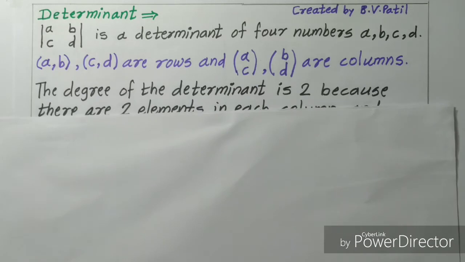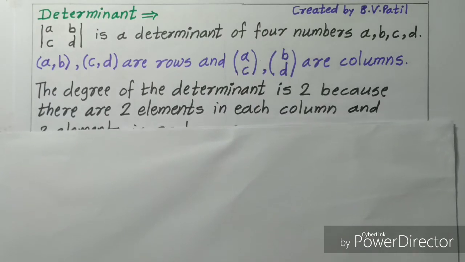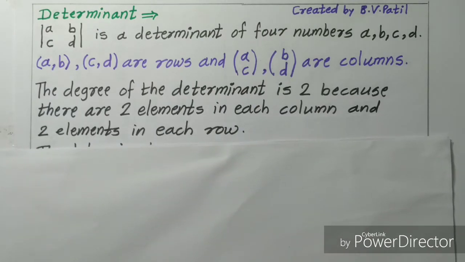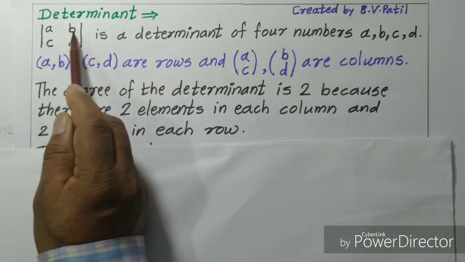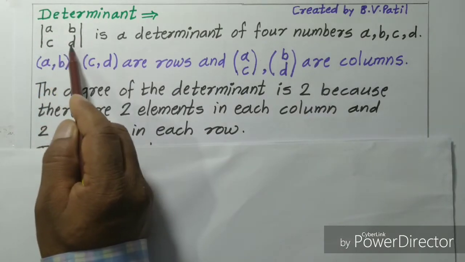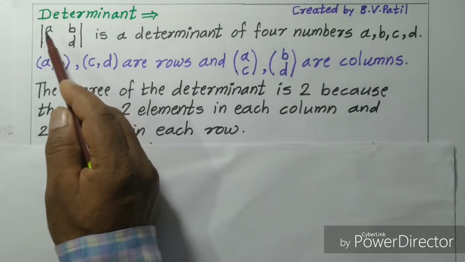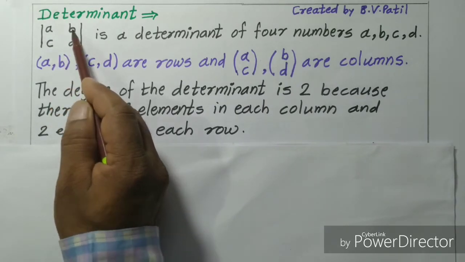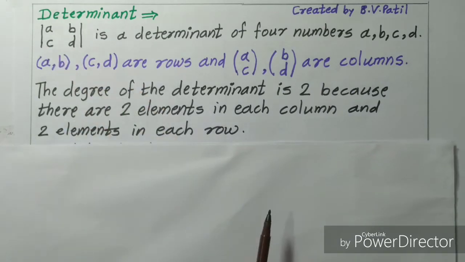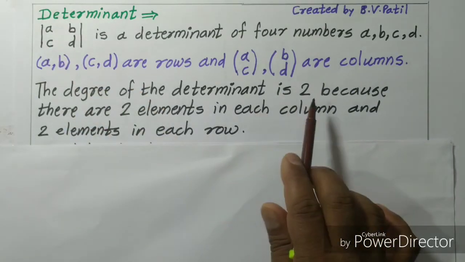The degree of the determinant is 2 because there are two elements in each column and two elements in each row. In the first row, two elements. In the second row, two elements. In the first column, two elements. In the second column, two elements. Therefore, the degree of the determinant is 2.